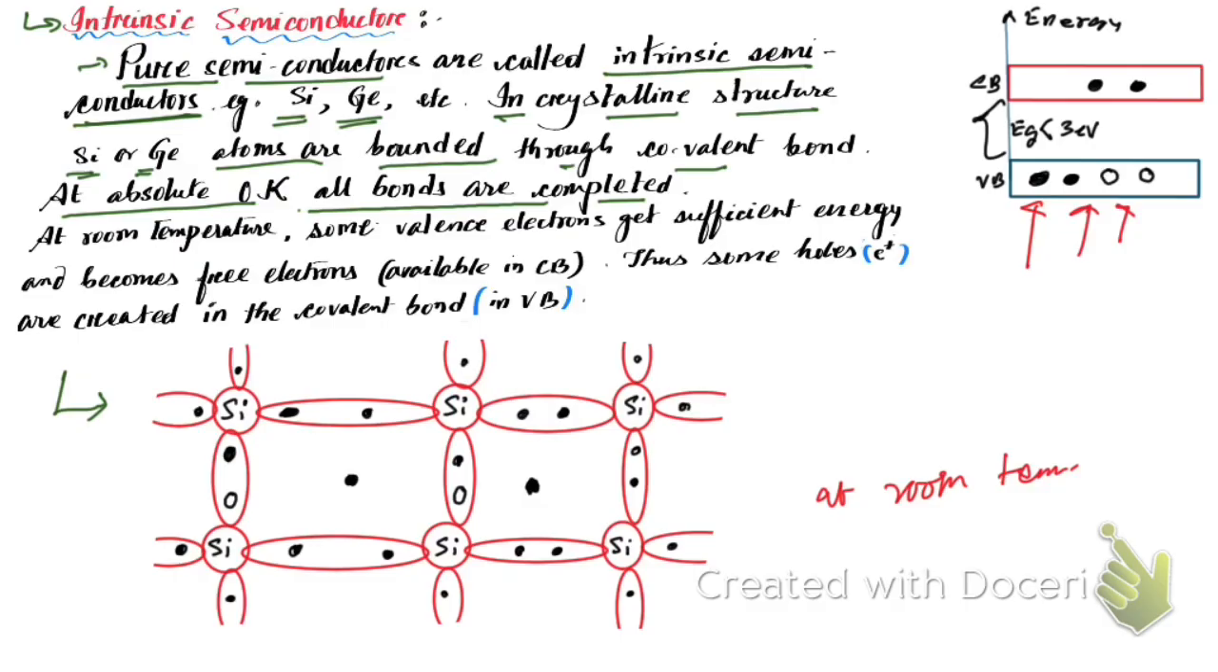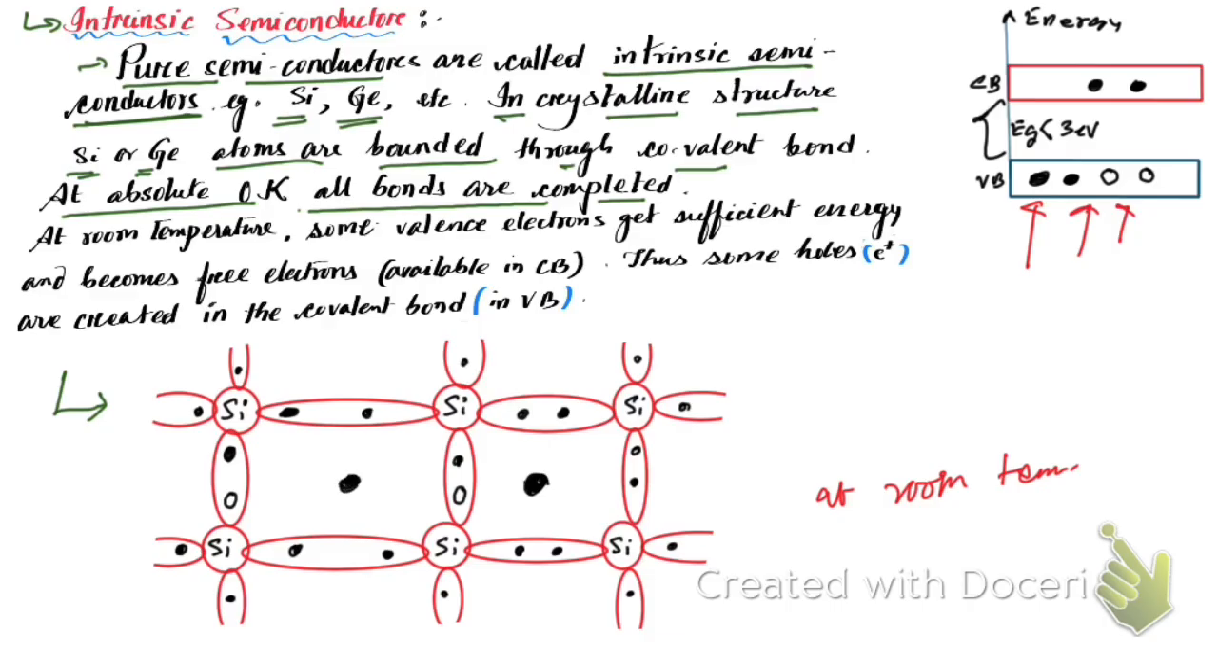Now these electrons are free to conduct electricity. These are in the conduction band. That means they are free electrons. So as you can see in this diagram, these are free electrons. This one and this one, these two are free.